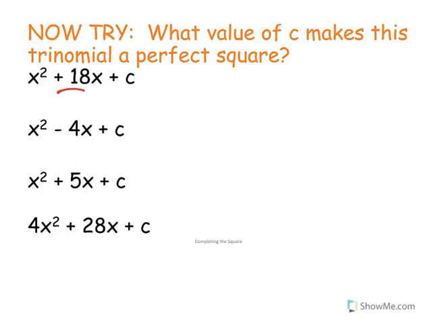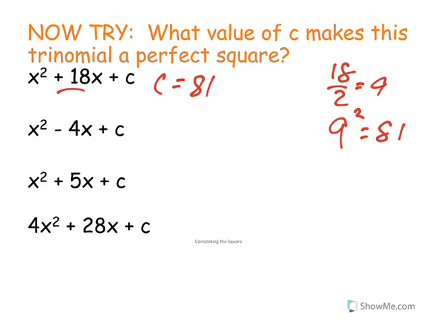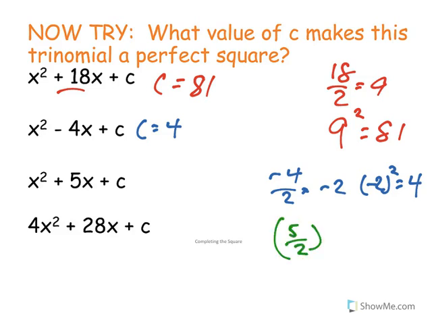So for the first one, 18 divided by 2 is 9, and 9 squared is 81. So C is 81. For the second one, negative 4 divided by 2 is negative 2, and negative 2 squared is 4. So C is 4. For the next one, it's a fraction. 5 divided by 2 is 5 halves, squared is 25 fourths. So C is 25 fourths.